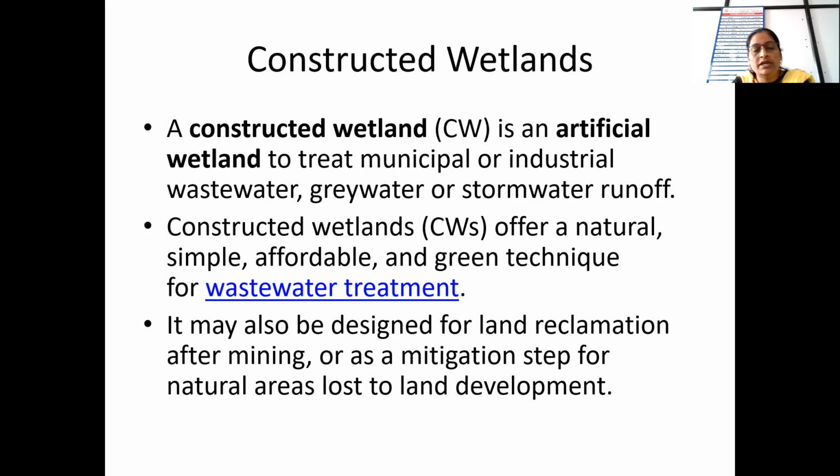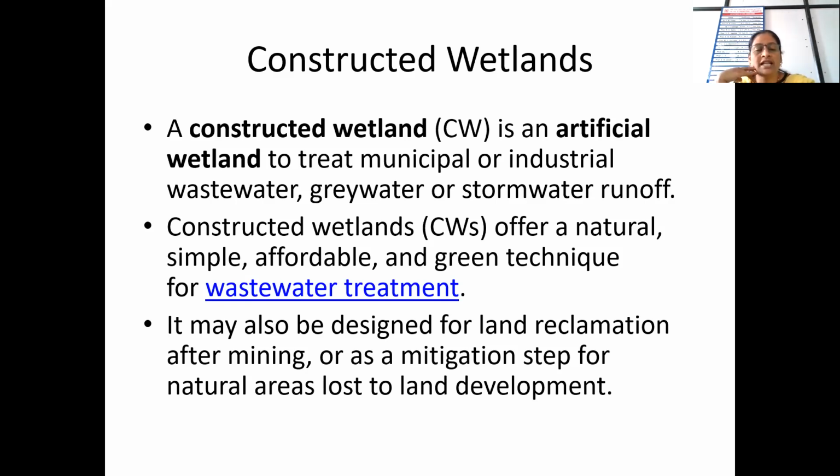It may also be designed for land reclamation after mining. During mining, a lot of structural changes happen in the soil. The chemical and physical properties of the soil are changing. For that purpose, we need to go for reclamation of that soil to make it usable for fertilization purposes.